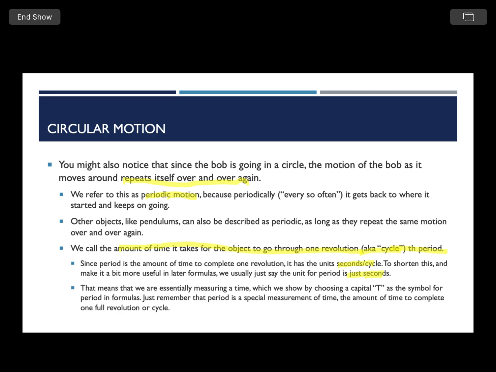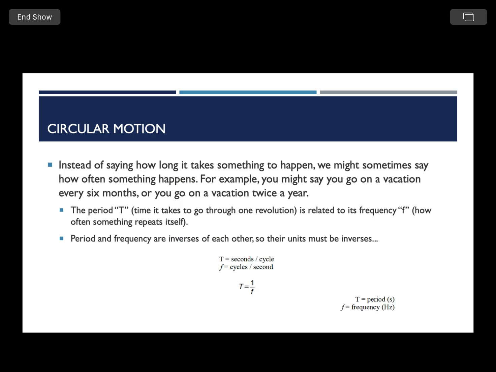Now, because we're essentially measuring time, we're going to choose a capital T as our period. This is a special measurement of time, the amount of time to complete one full revolution or cycle. Related to that is the idea of, instead of just how long it takes for one cycle, how many cycles we can take in a second. If we wanted to talk about that, we're going to talk about the frequency. That's how often something repeats itself.